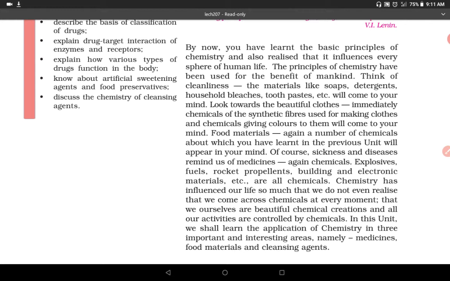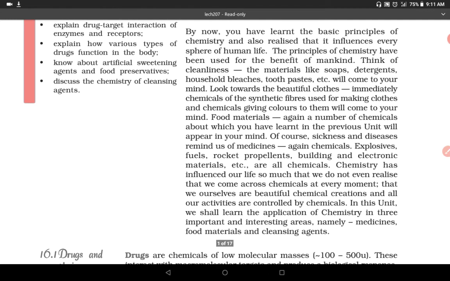Look towards beautiful clothes. Immediately, the chemicals and synthetic fibers used for making clothes, and the chemicals giving colors to them, will come to your mind. Your favorite clothes are composed of chemistry. Nylon, polyester, anything, is composed of some chemical structures, right? And the dye colors we use in clothes are also made by chemistry. So it is used in everyday life.